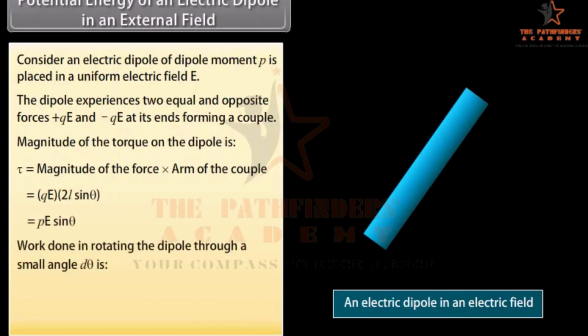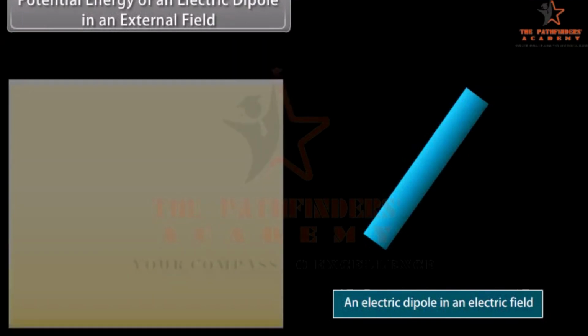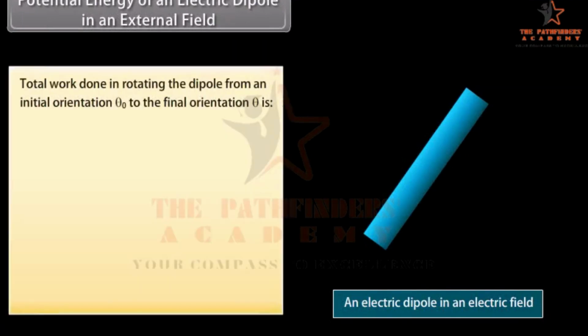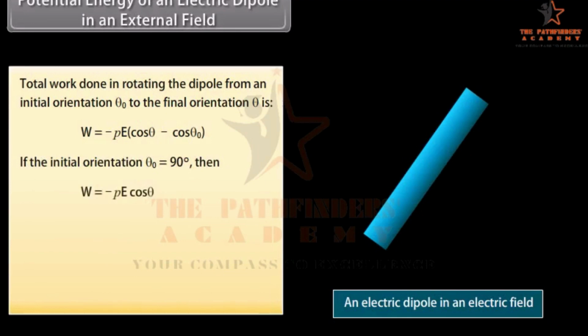Work done in rotating the dipole through a small angle d theta is equal to tau d theta, which is equal to pE sin theta d theta. Total work done in rotating the dipole from an initial orientation theta naught to the final orientation theta is W equals minus pE into cos theta minus cos theta naught. If the initial orientation theta naught is equal to 90 degrees, then W is equal to minus pE cos theta.